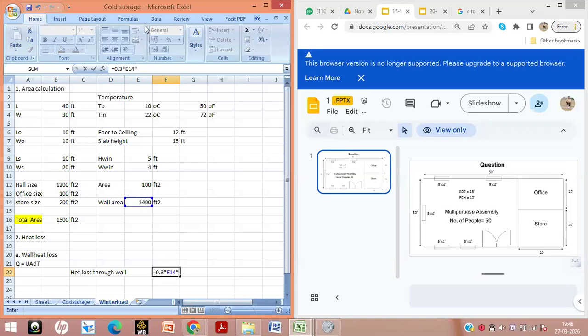So delta T will be the temperature difference, which is nothing but 72 minus 50. So our heat loss will be 9240 BTU per hour. Okay, so that will be the heat loss through wall. Now similarly we need to calculate for the window also.